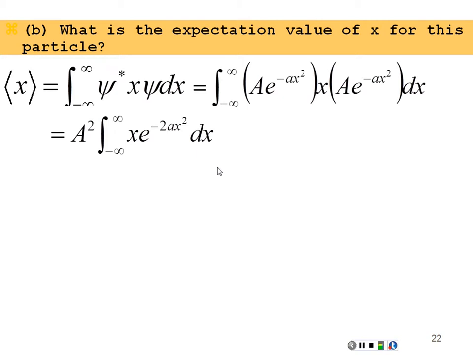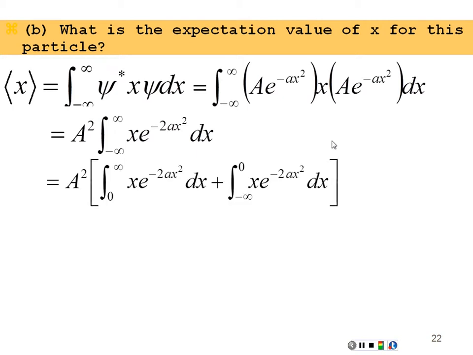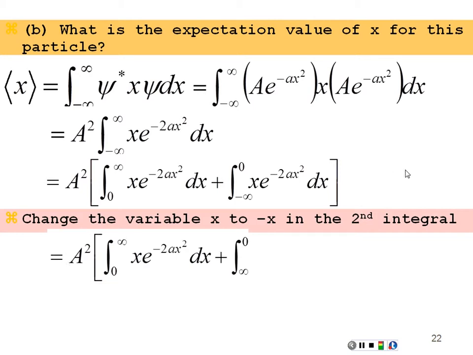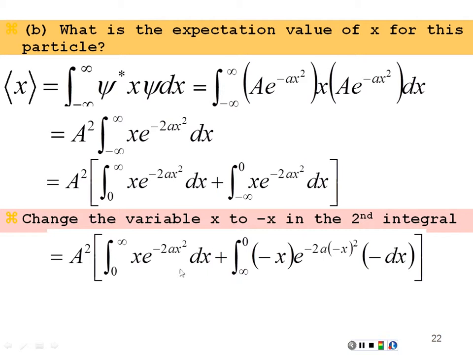x squared dx. And we want to again separate this on our limits. So we'll have 0 to infinity of x e to the negative 2a x squared dx, and negative infinity to 0 of the same stuff. And again, we're going to make our variable substitution, x to negative x in the second integral. Dx will then become negative dx. And if we do that, then we're going to have this. We'll have a negative x e to the negative 2a negative x squared, negative dx.